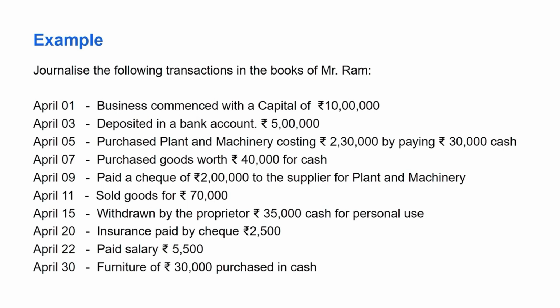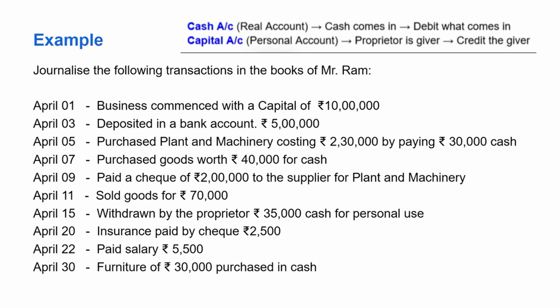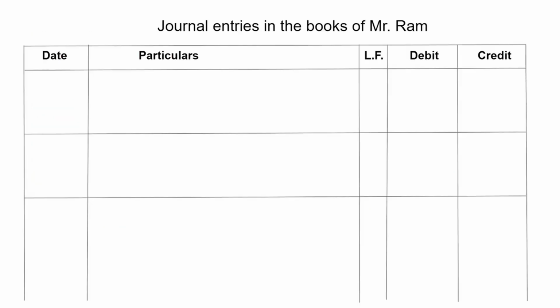We'll start with the first transaction. That is, business commenced with a capital of rupees 10 lakh. That means the owner is investing into the business. So cash comes in and capital is credited. Here the two accounts are cash account and capital account. Cash is a real account, cash comes in the business, so debit what comes in. And the other account is capital account. Capital account is a personal account and the proprietor is the giver, so credit the giver.